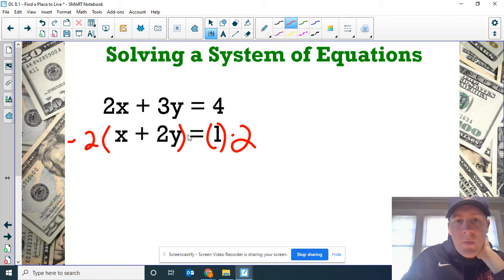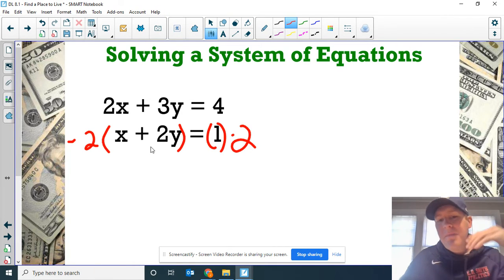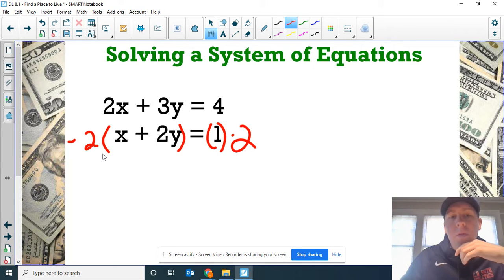If I could get the y's to cancel out, I would need a positive 6y and a negative 6y. But my whole thing is, if I can do a question by only multiplying one of the equations by a number, that's what I usually want to do. Next, let's go ahead and do this.